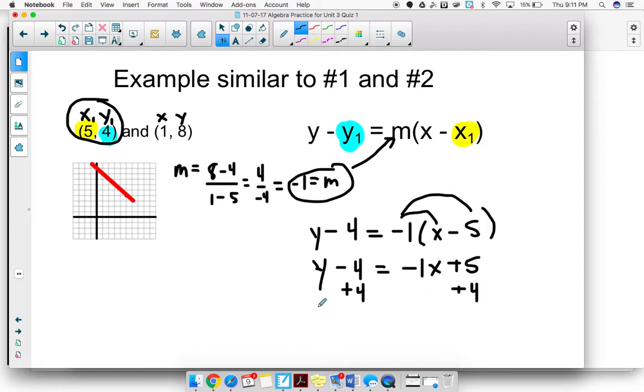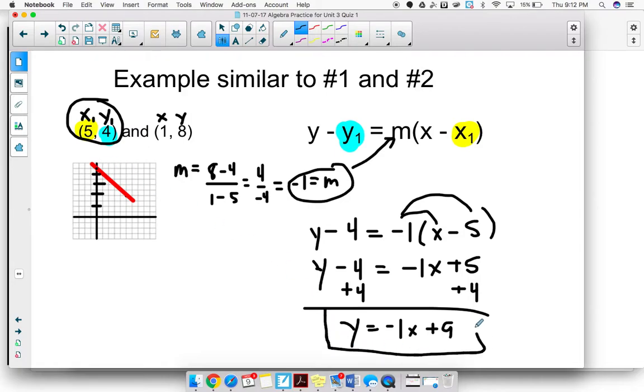And if we do that, we end up with y equals negative 1x plus 9. And again, if we go back to our graph, that seems actually very realistic. 2, 4, 6, 8, and yep, 9 is actually that spot where it crosses through. So the sketch should help you to confirm your numbers.